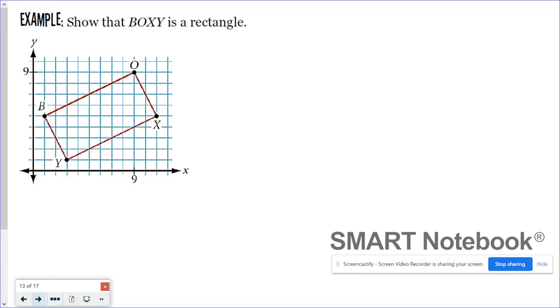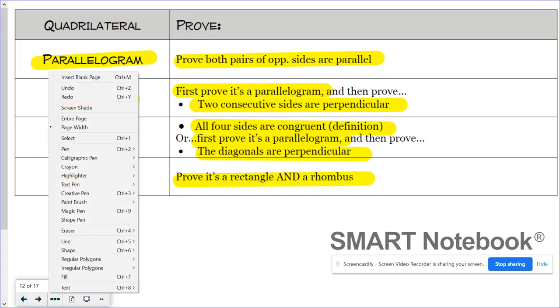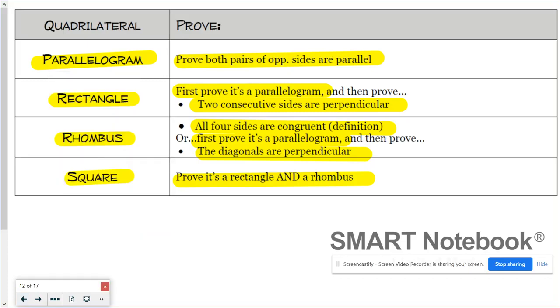So in this example here, it says show that BOXY is a rectangle. So according to our table here, I have to first prove it's a parallelogram. And I'm going to do that by proving both pairs of opposite sides are parallel. Right? So this is my plan, but I got to start here with both pairs of opposite sides are parallel, and then I can show that two consecutive sides are perpendicular.